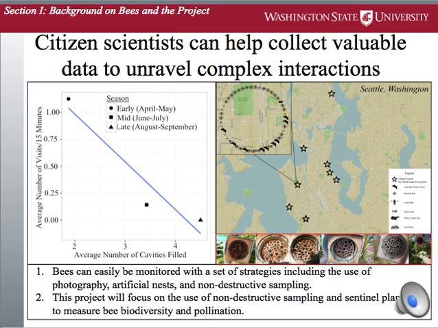So now that we've worked in these different types of citizen science areas with photography and also with these artificial nests, we're now moving into the citizen science project with Polycultures and Pollinators that's going to be using non-destructive sampling techniques to monitor bees in a very quantitative kind of way. And in addition to that, we're looking to use sentinel plants to measure not only the bee biodiversity with the sampling, but also the pollination that's occurring in these farming systems.